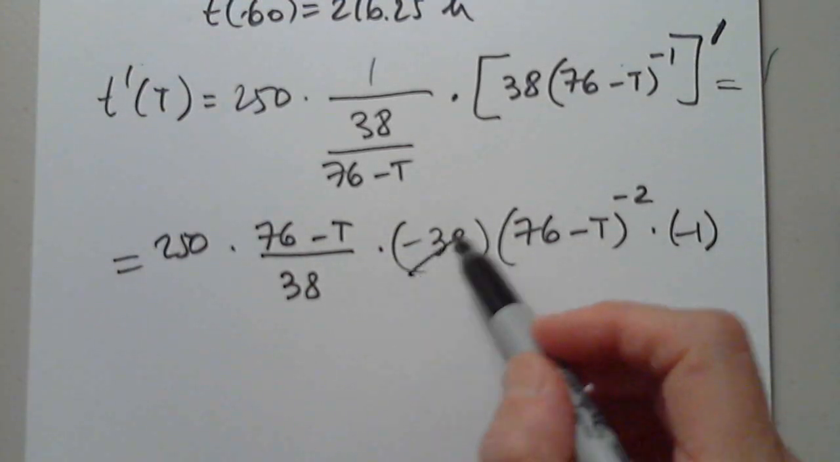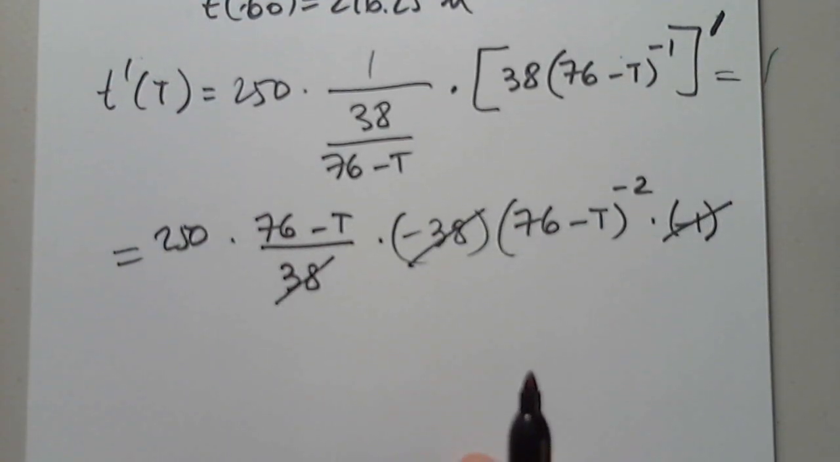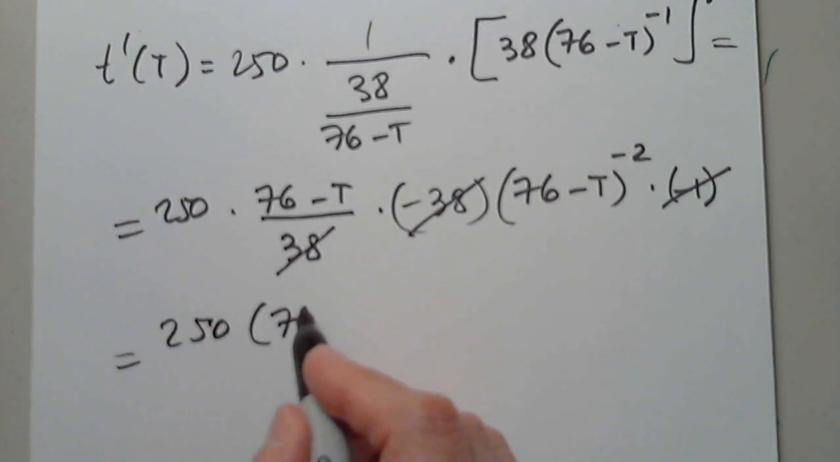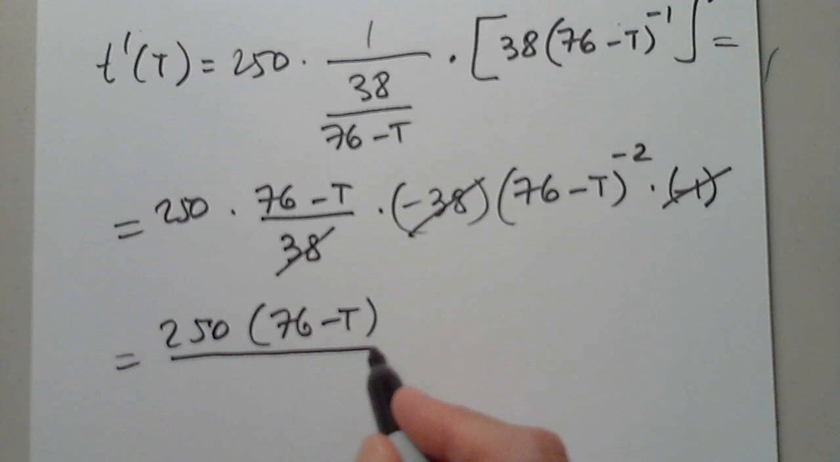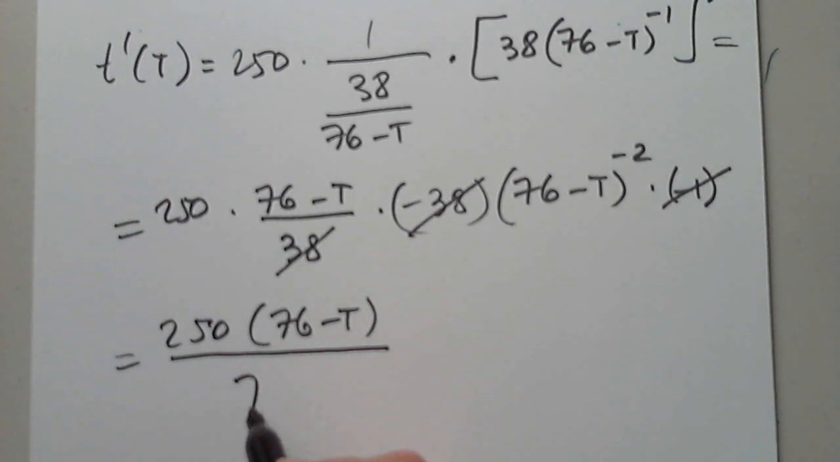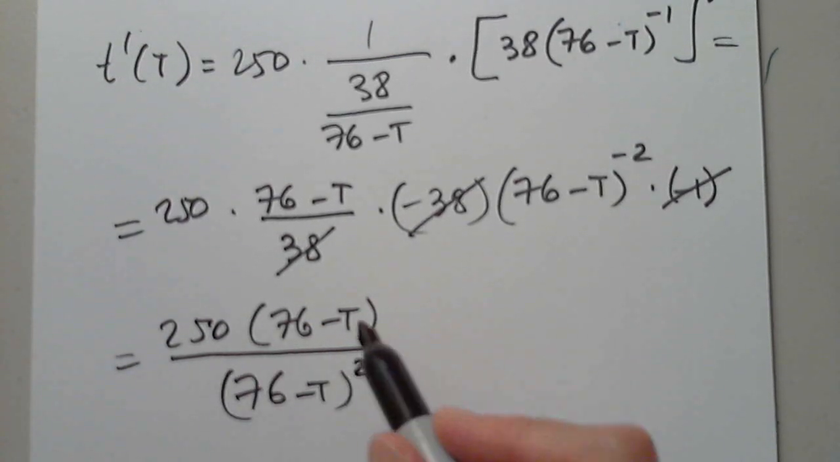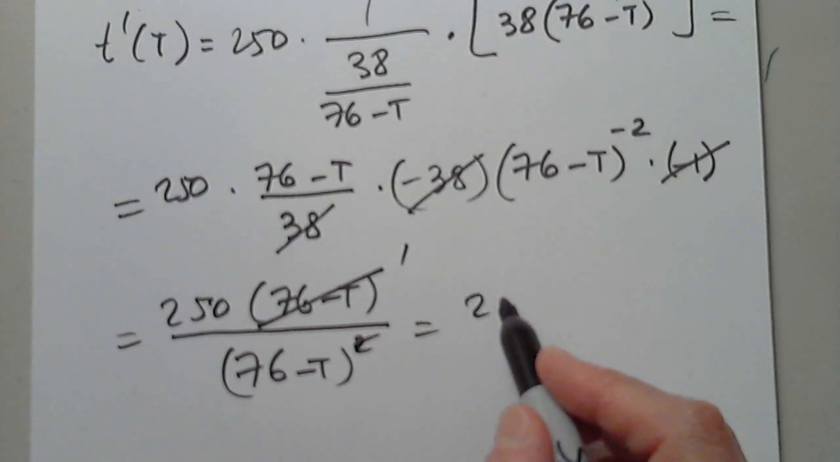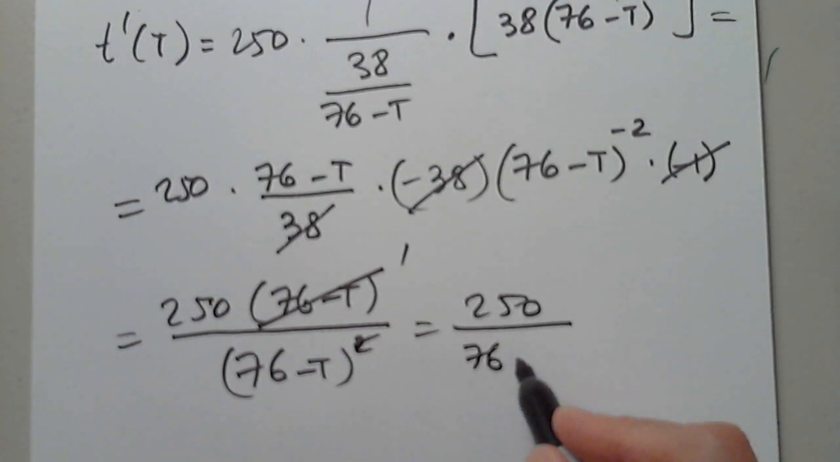Negative 1 with 38. We'll simplify with this 38. Then we have 250, 76 minus t, and this goes to the denominator: 76 minus t squared. You can simplify because you're simplifying factors. So the final simplified form is this.